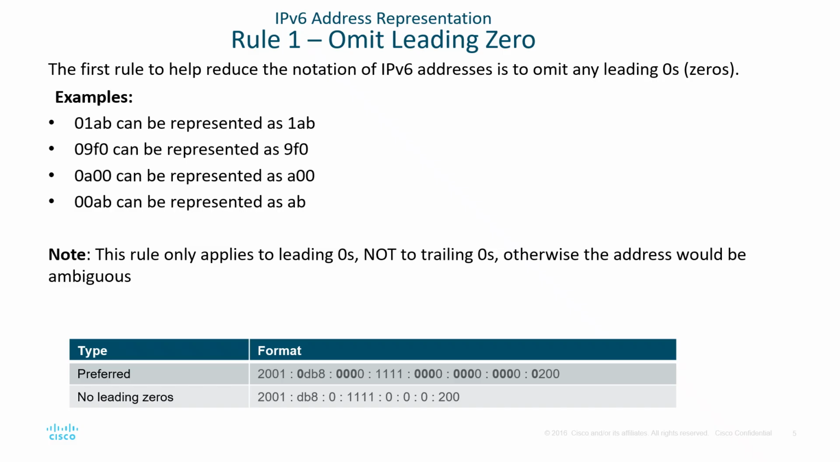So this is compression rules. The first is to get rid of those leading zeros. And your result is a little shorter than having to write out the whole thing. And you'll see that represented here with the no leading zeros line.